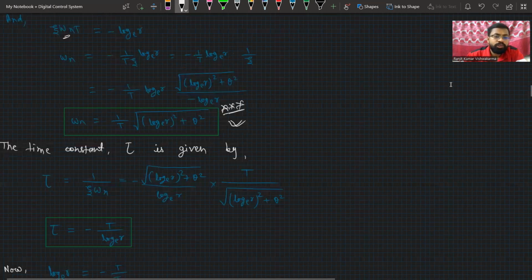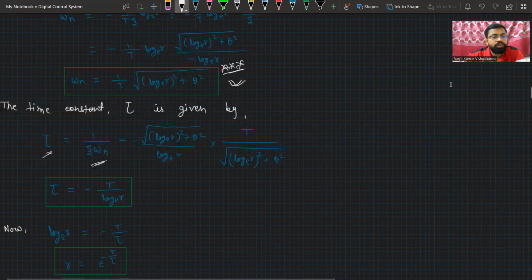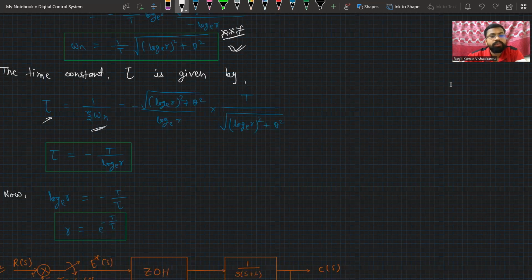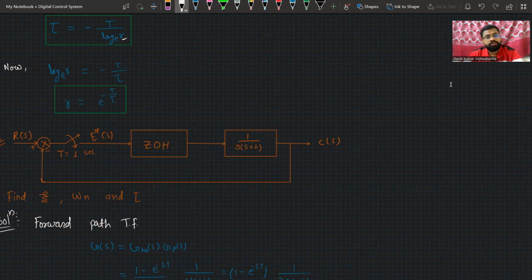Now the time constant, denoted by tau, is given by tau equals 1 by zeta omega n. We studied in control systems that tau is 1 by zeta omega n. After substituting all the values, we get tau equals minus T divided by log r. From here we can calculate the value of r. So this is r, and you can say this is also the equation of a circle.